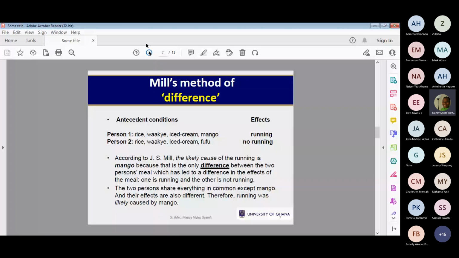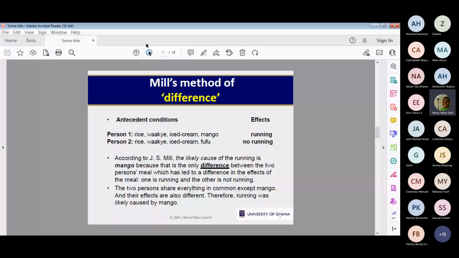I'm just building on it to go to what we want to mop up with today very quickly so that you can have your evening. For difference, the effects are not the same. One is running, the other is not running. So your focus will have to be on where there is running. Then you go and check what is happening there.